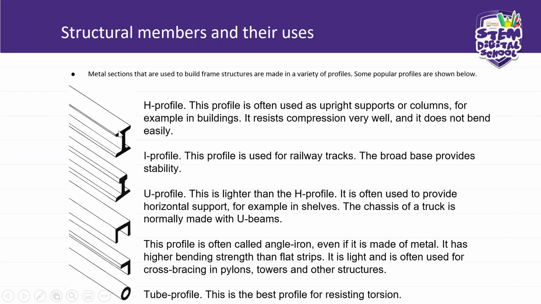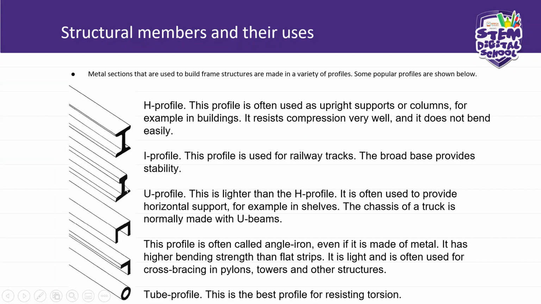So let us look at these beams and columns again. The I profile is often used as upright supports or columns. For example, in buildings, it resists compression very well. Okay, we did talk about that yesterday. We said it resists compression and tension. Now it is used as a column. The difference is the structural position in that structure. If it is upright, it is called a column. If it is horizontal, it is called a beam.